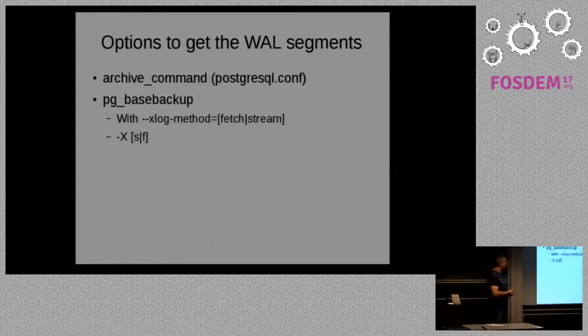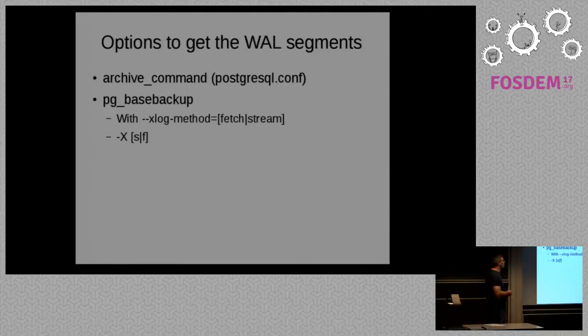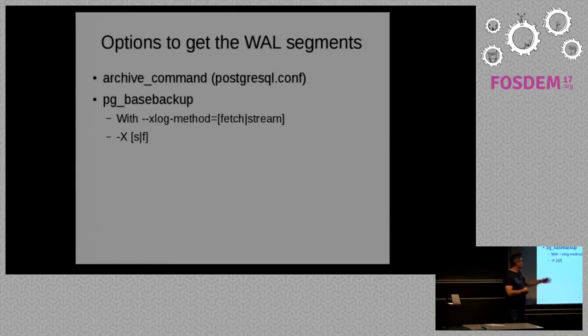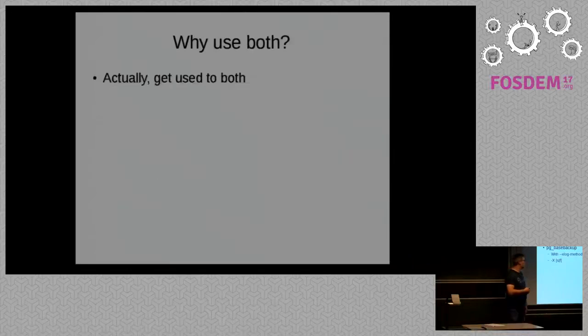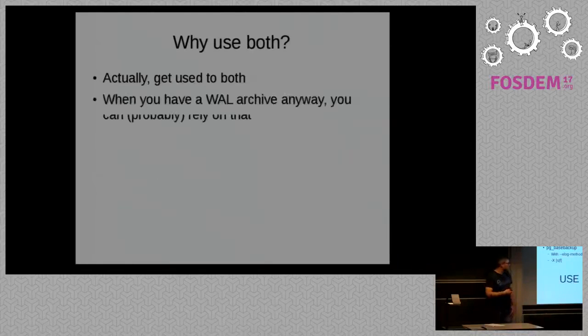Options to get the WAL segments. You can basically have two choices. The archive command, well, you should have one anyway, but we'll get there. Or you can tell pg_basebackup to just fetch the log segments that appeared during its runtime. That would be with the xlog method. You probably want to use stream. Okay, use both. Or actually, get used to both.